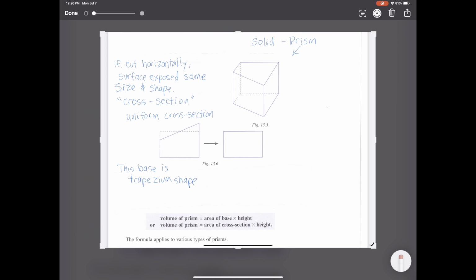The base area can be cut and rearranged to form a rectangle, as shown. We see that the prism itself can be cut and rearranged to form a cuboid. Thus, the formula for volume of a prism can be written as volume of prism equals area of base times height, or volume of prism equals area of cross-section times height.